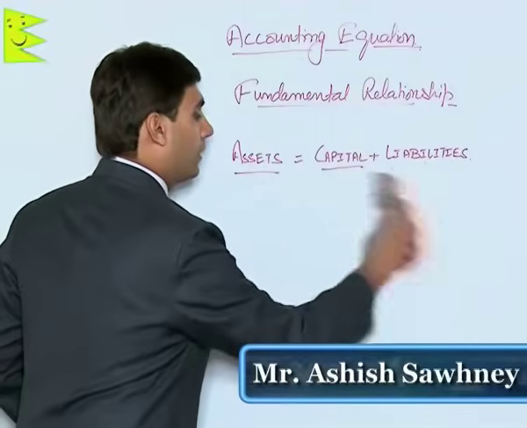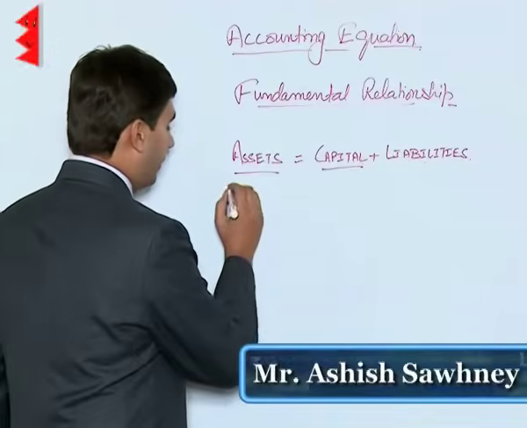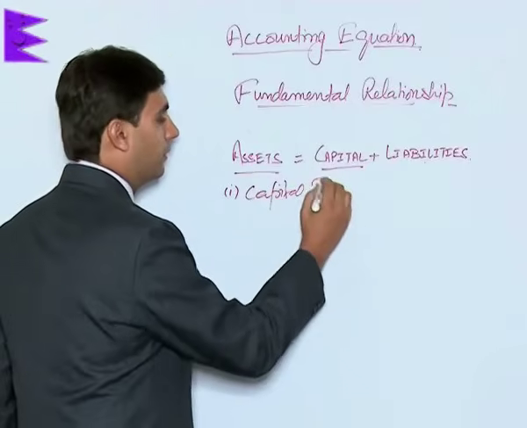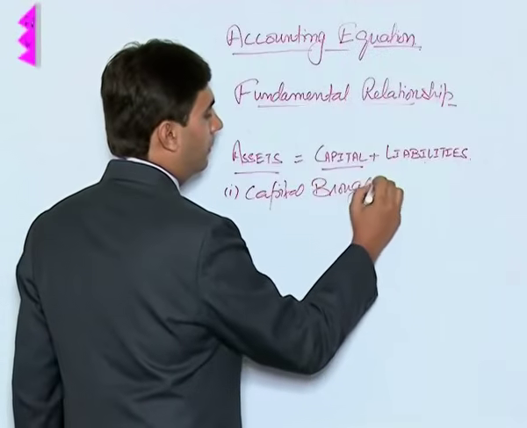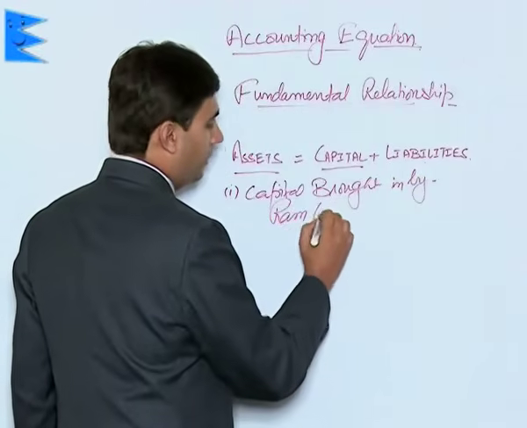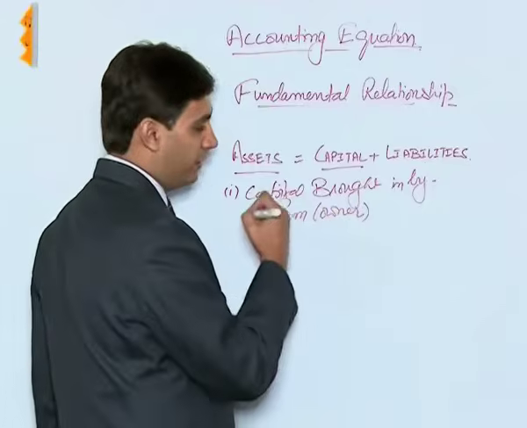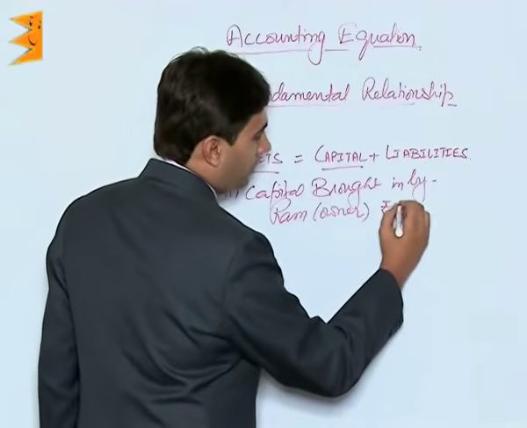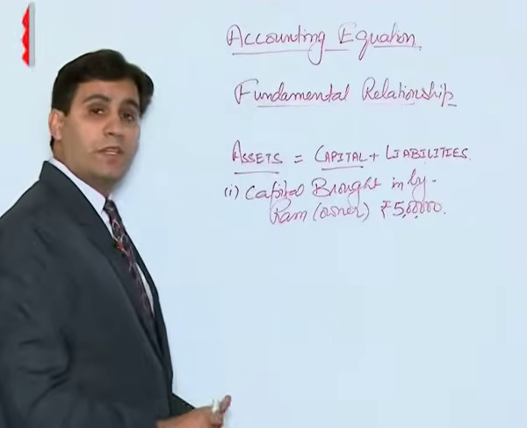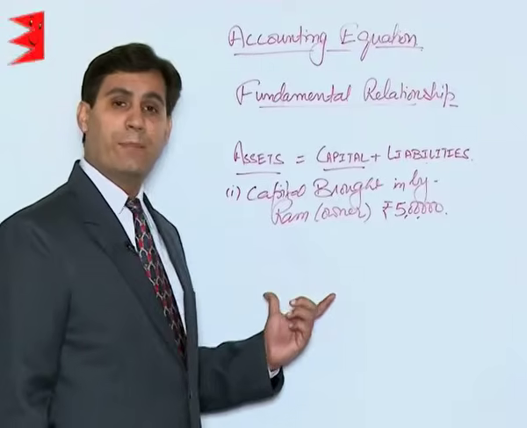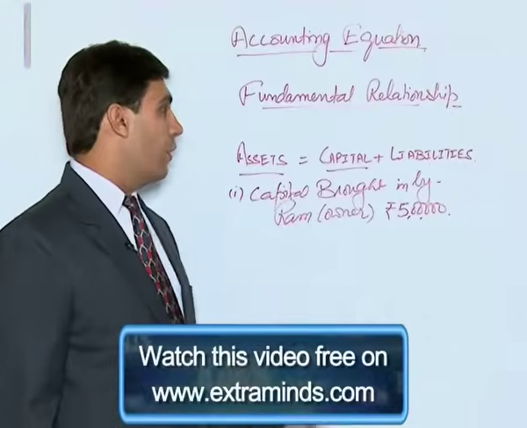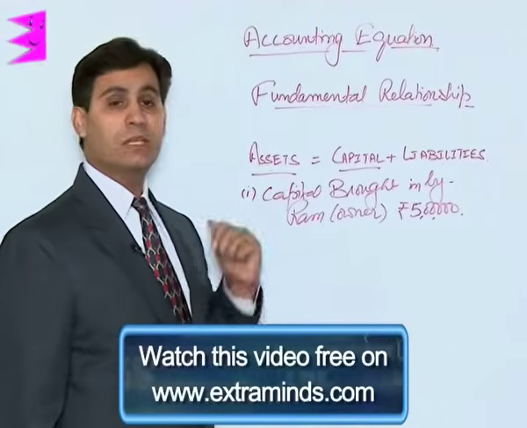Now, the example I am writing here: capital brought in by Ram. Ram is the owner. I am specifying it here, rupees 5 lakh. Now students, Ram is the owner of a business who has brought in a capital of rupees 5 lakh in this particular business. So how will you illustrate this using accounting equation?